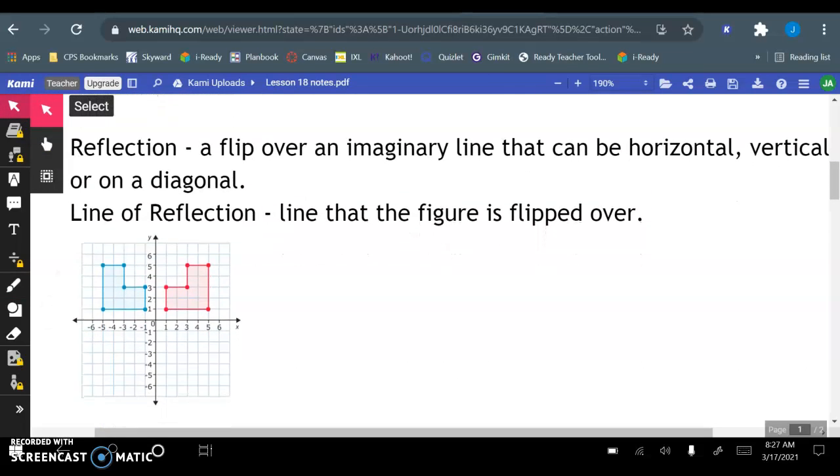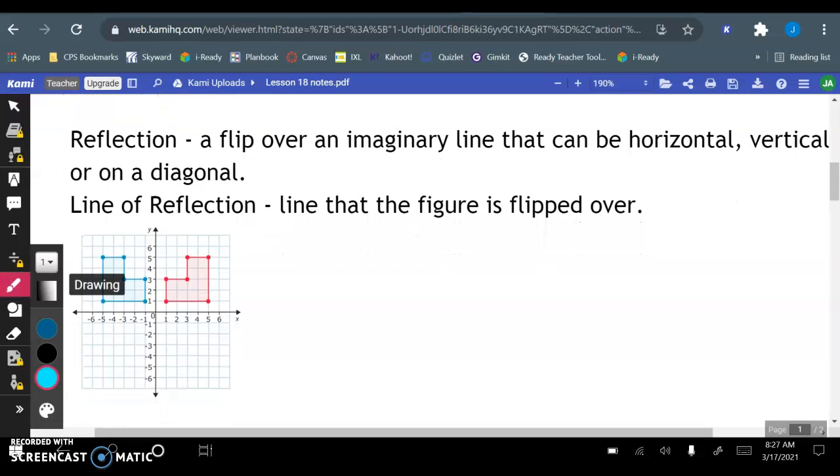A reflection is a flip, and that is when you flip it over an imaginary line, and that imaginary line can be horizontal, vertical, or on a diagonal. The line of reflection is the line that it is flipped over.